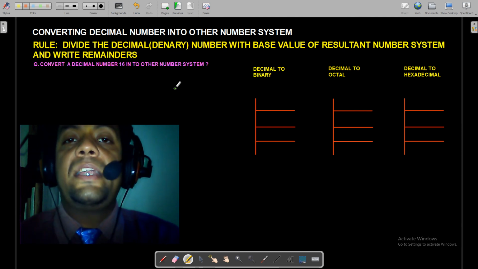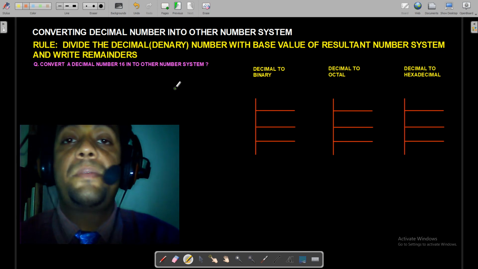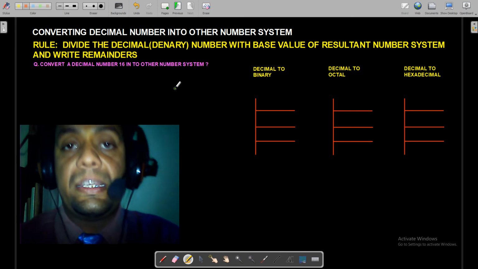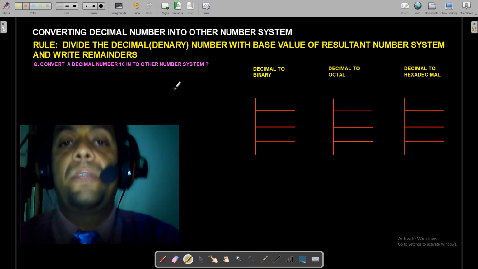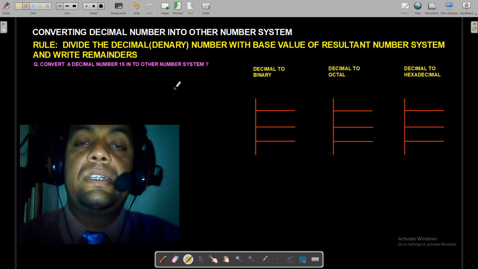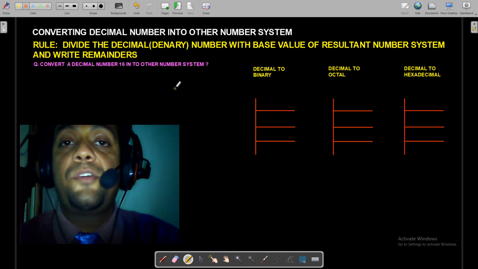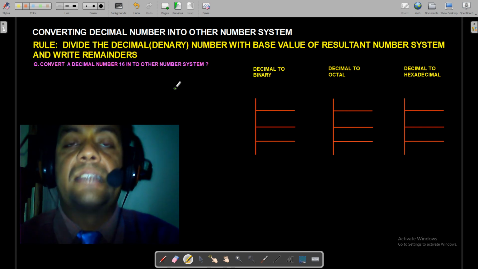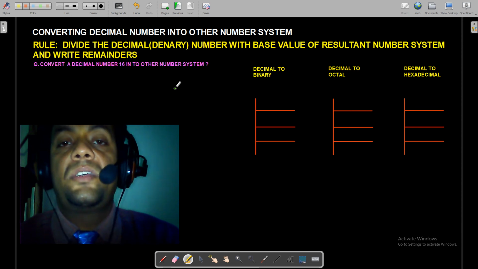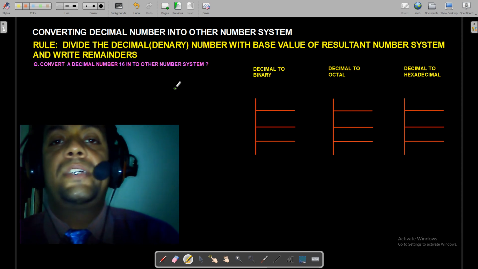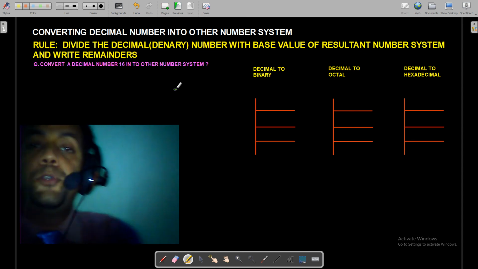If somebody is telling you to convert your decimal number into the octal number system, what is the base value of octal? 8. So we will divide our number by 8. If somebody is asking to convert a decimal number into hexadecimal, what is the base value of hexadecimal? It is 60. Yes. So we will divide our number by 60. So in this way, children, this is a way to convert a decimal number into another number system. I am doing it one by one.